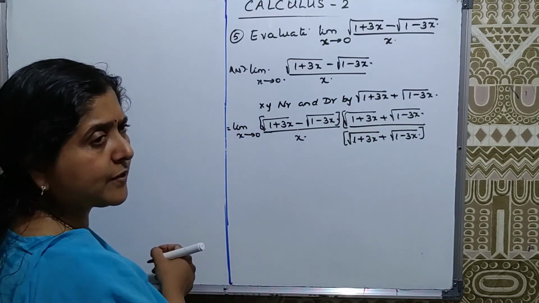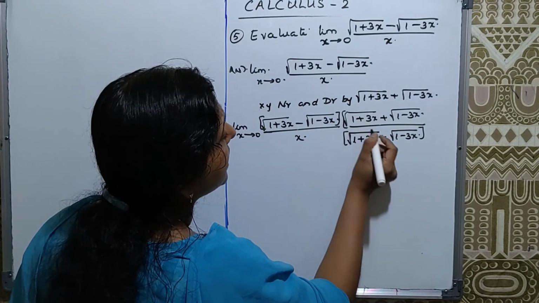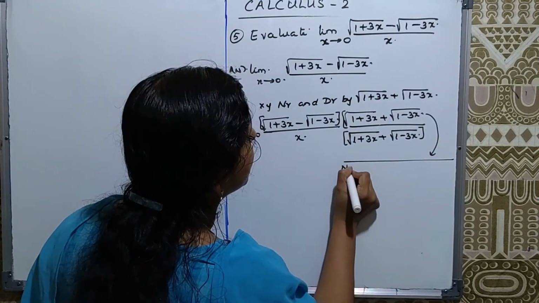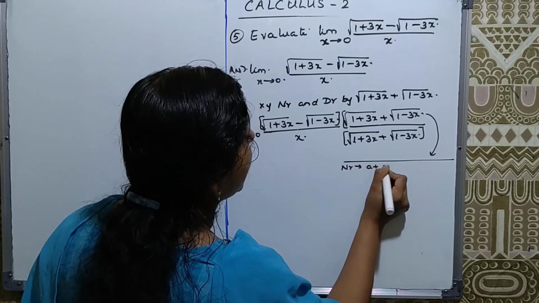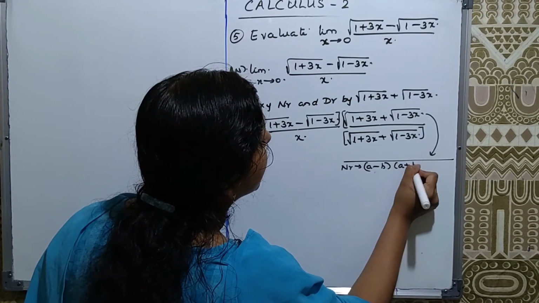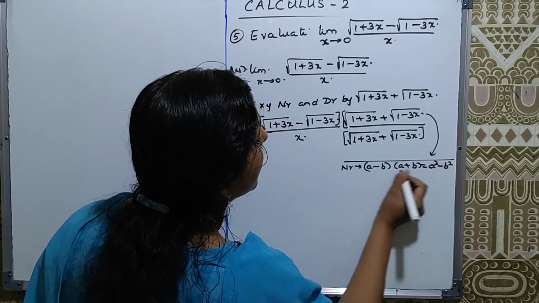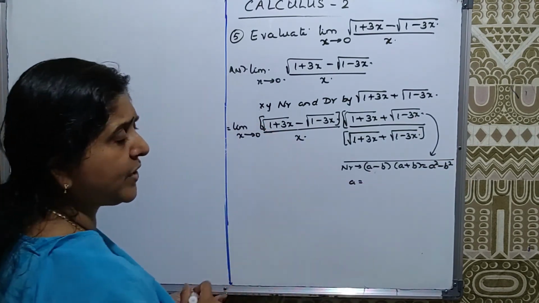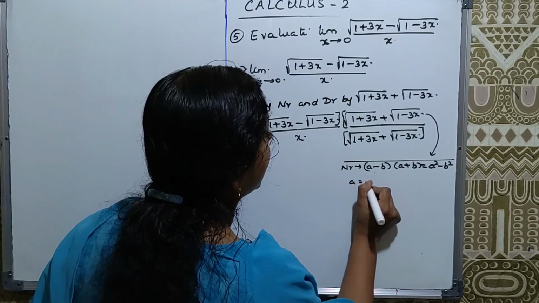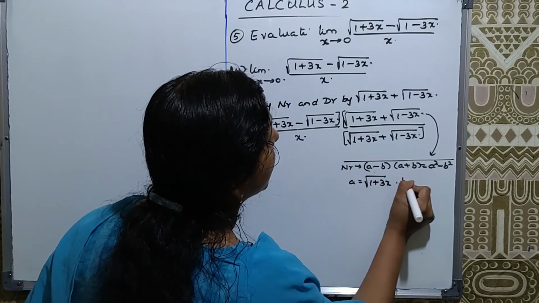In the numerator it is of the form a plus b into a minus b. So a plus b into a minus b will be a squared minus b squared in the numerator. So the identity will be a squared minus b squared. What is a here? A is the first root term, that is root of 1 plus 3x, and what will be b? B is root of 1 minus 3x.